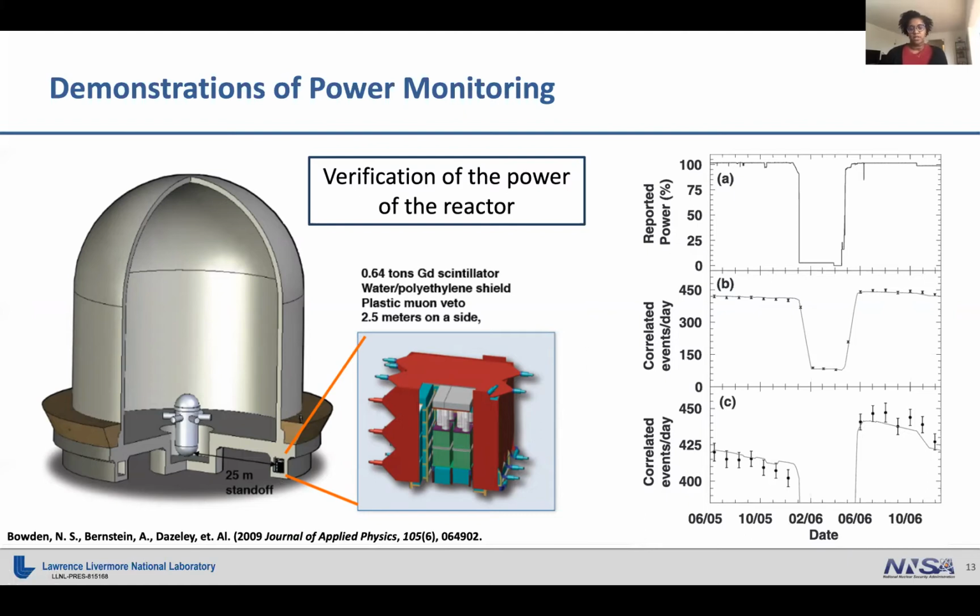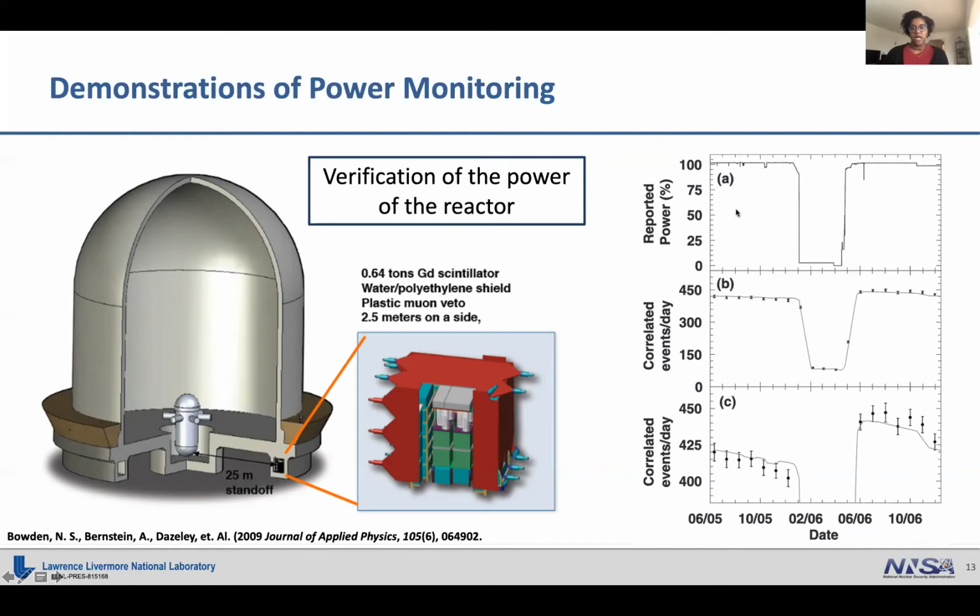San Onofre is no longer a nuclear reactor there, and so that project ended because the nuclear reactor was shut down. This was located in the Tandem Gallery at a 25-meter standoff from a nuclear reactor. The actual detector is about half a ton of gadolinium-doped scintillator. This was one of the first demonstrations that you can actually use antineutrino monitoring to verify the power of a nuclear reactor.